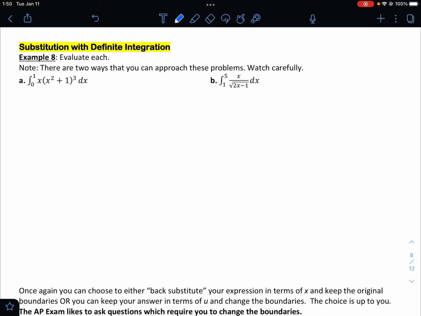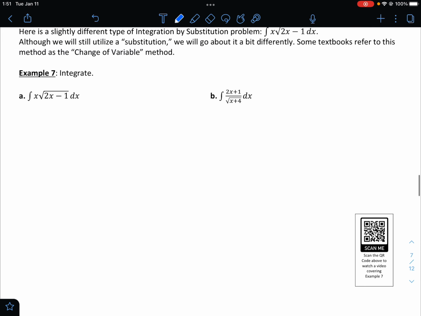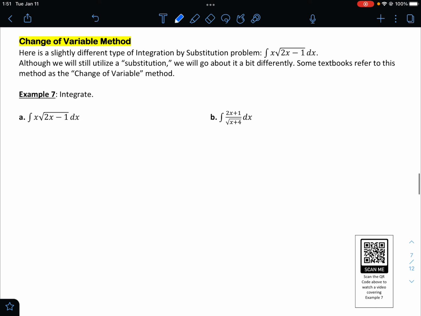Welcome back to the second half of our video on topic 6.9, integration using substitution. In this video, we're going to take a look at a couple of things that we just didn't get to in our last video using substitution, starting with example 7, the change of variable method.